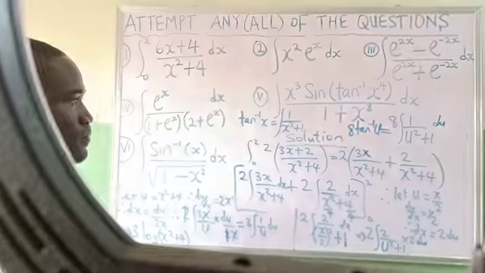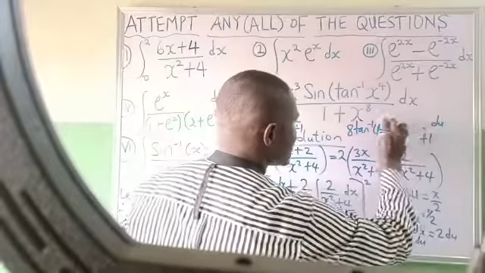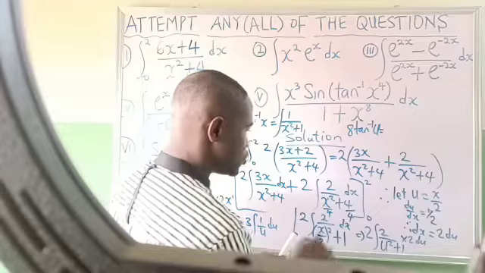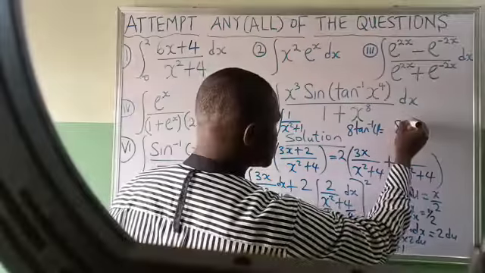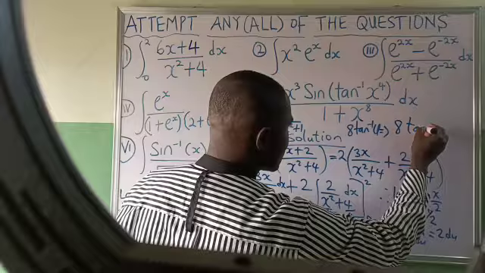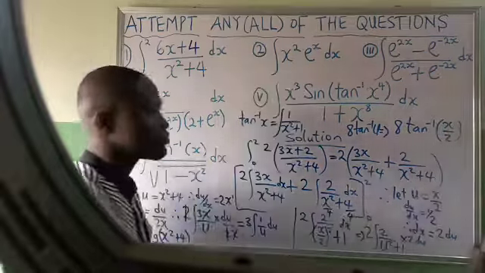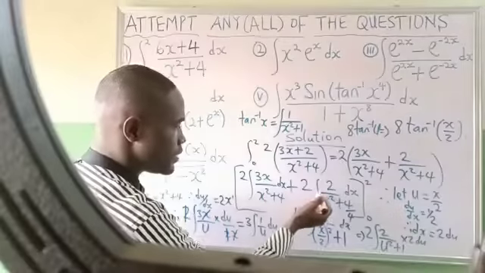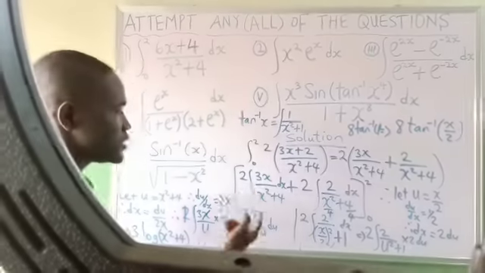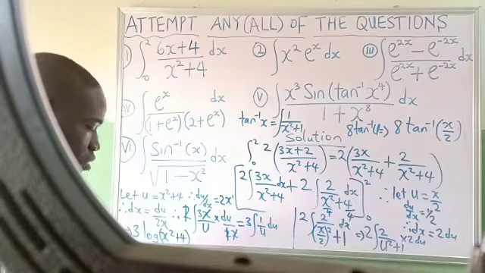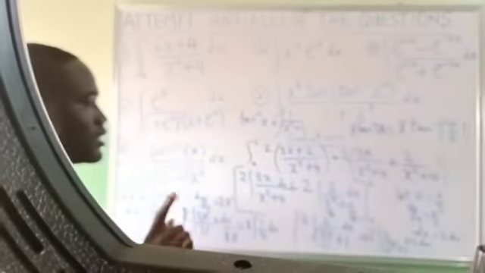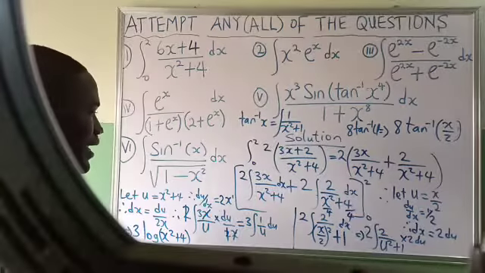Okay? Now, having gotten this, we can now say that our final answer to this will be 8 tan inverse of x over 2. We have gotten the integration of this, and we have gotten the integration of this. Now, what we are to do is to combine our answer.